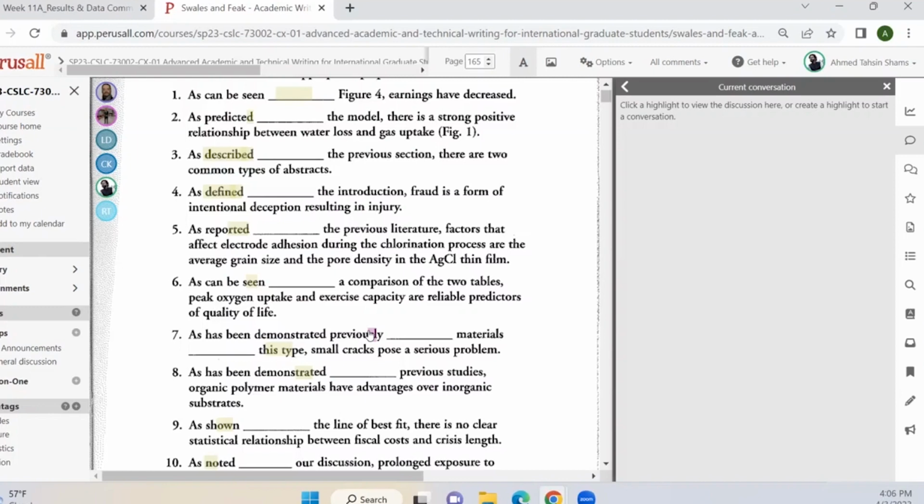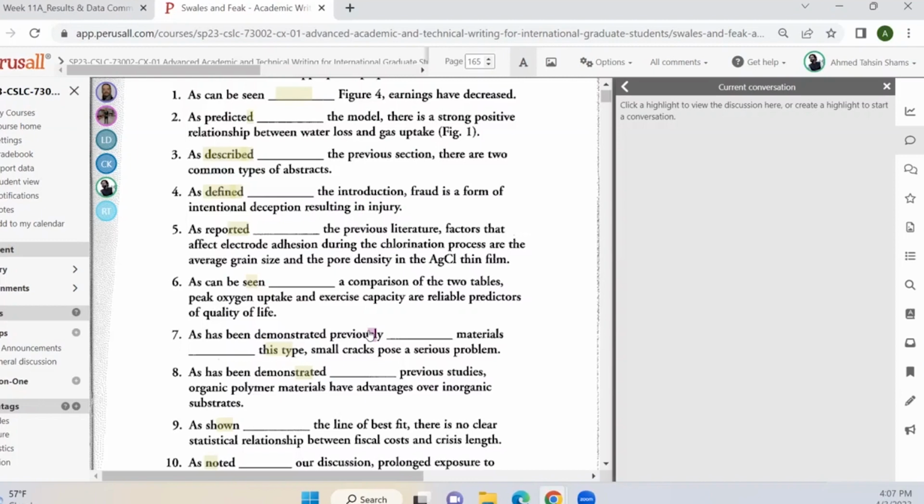Number 8. Only in 8 can we use two prepositions; any one would be fine. As demonstrated. You said by, you said in, and we have in. Both are good: as demonstrated by previous studies or in previous studies.